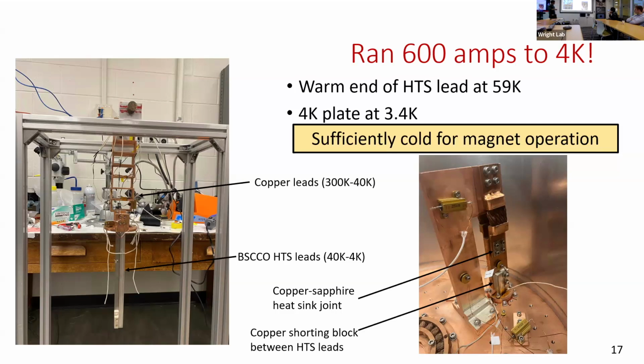So that is that. And very recently, we had success running 600 amps to 4 Kelvin. The warm end of the high temperature superconducting lead was at 59 Kelvin. They need to stay below 64 Kelvin, or else the HTS leads can go normal. And the 4K plate itself was at 3.4 Kelvin. So this is all so we can run the current down without the magnet getting too hot. This is sufficient for magnet operation in terms of current lead thermal performance.